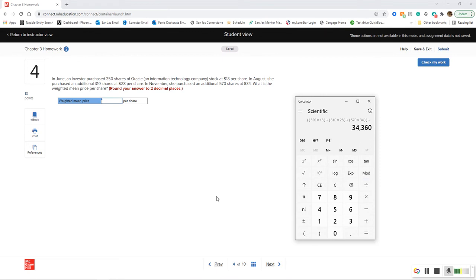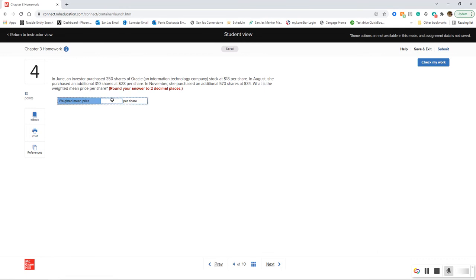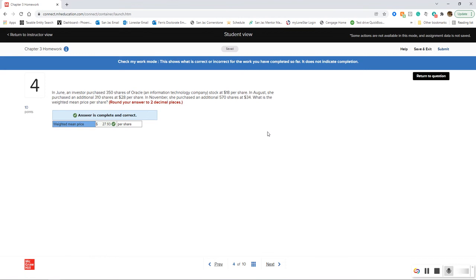And we're going to divide that by the total items. So 350 plus 310 plus 570. So this says our average share price is 27.93. Now, if you're again trying to put all those in the calculator, make sure you have parentheses. It will help you out, because if you don't, it will do order of operations and may not come out to the same answer as the correct one. There we go. So that's when we do it weighted.